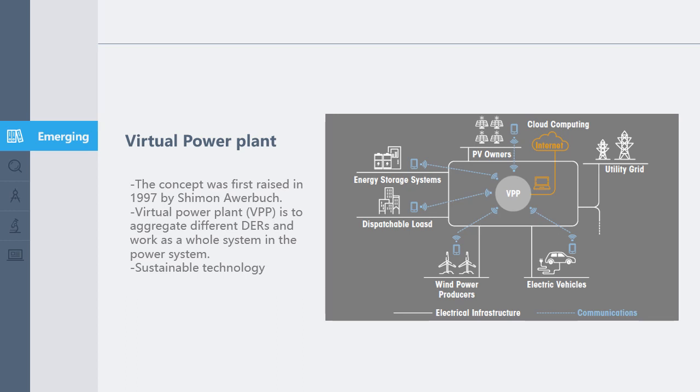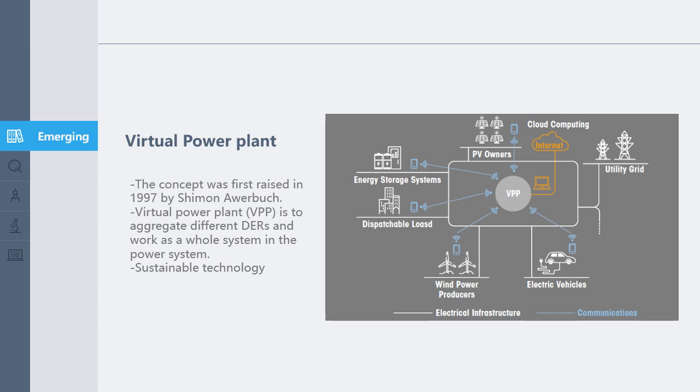To solve the problem of distributed energy resources, people came up with the idea of the virtual power plant. This concept was first introduced in 1997 and became popular at the beginning of the 21st century. A virtual power plant provides a platform to aggregate different distributed energy resources and work as a whole in the power system. Because of the aggregation, the number of power sources connected to the utility grid is decreased, and the uneven distribution problem can be solved too.